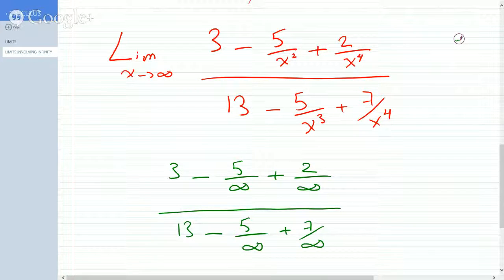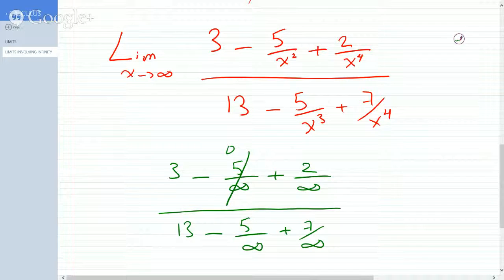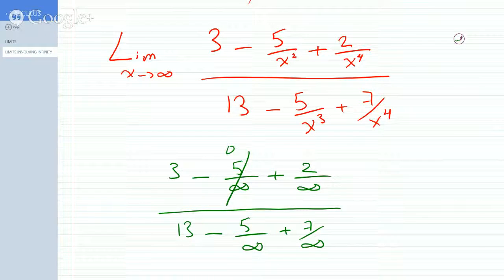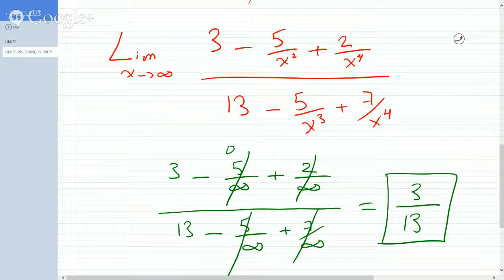What's 5 over infinity? It's not infinity, because you're dividing 5 by infinity. Think of it this way: how many times does infinity divide 5? Never. It's 0. Another way to say it: 5 divided by a very, very large number is 0. So this one's 0, that one's 0, they're all zeros. Now we end up with 3 over 13. That's how you evaluate limits going to infinity.